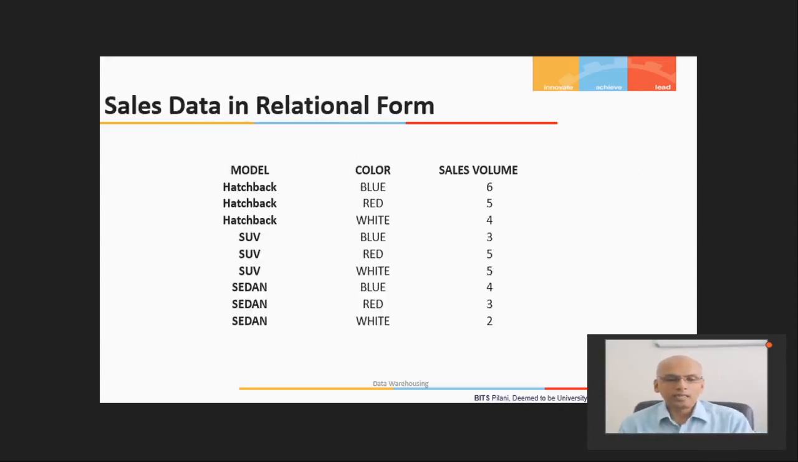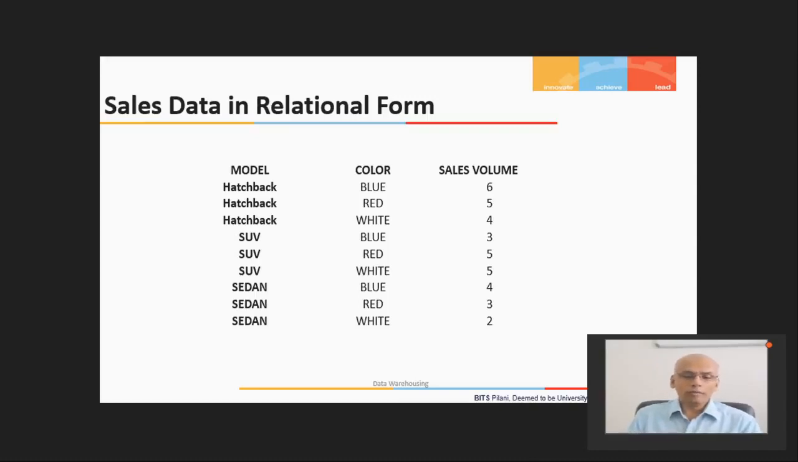Now let's say they are representing the sales data in a relational form, and also let's think that they have only 3 models, though you know typically an automobile manufacturer will have numerous variants within each model and many more models. Let's say they build 3 types of automobile. One is hatchback, other is sedan, and other is SUV. And then also let's assume for simplicity they make the automobiles in only 3 colors, and this is the data of the sales volume, let's say for a particular dealer, for the sake of simplicity.